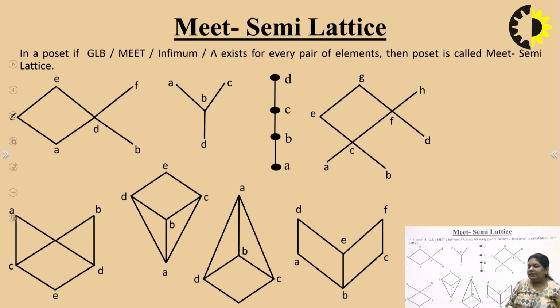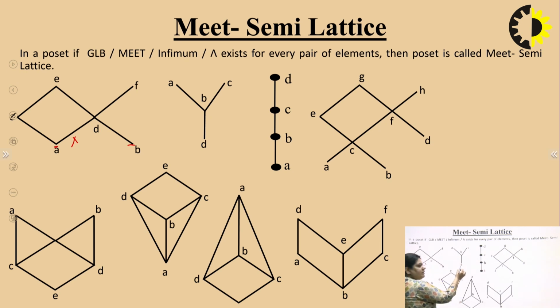If we are not having a single bottom, then we are unable to find the meet. So looking at the first diagram, we can clearly see that for the pair A and B, we are unable to find the lower bound because no element is related to A and B. So this can't be a meet semi-lattice.